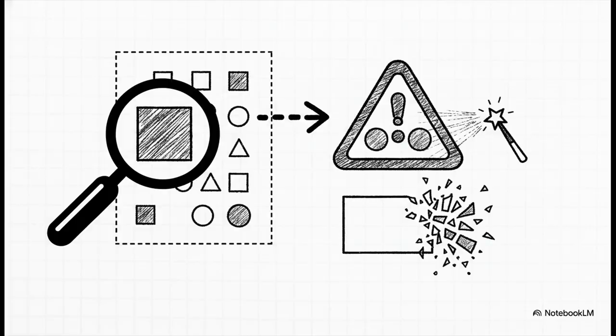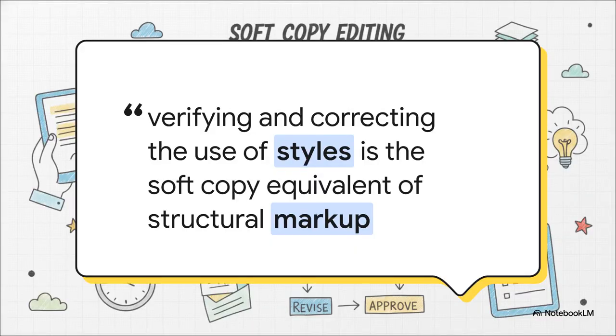Consider this incredibly powerful insight. Verifying and correcting the use of styles is the soft copy equivalent of structural markup in a hard copy. Built-in styles, like heading 1 or normal, provide the actual skeletal framework of your document. When you use them properly, they ensure total visual consistency, they automatically generate your tables of contents, and most importantly, they are completely vital for screen reader accessibility, which relies on these very styles to understand the document's hierarchy.